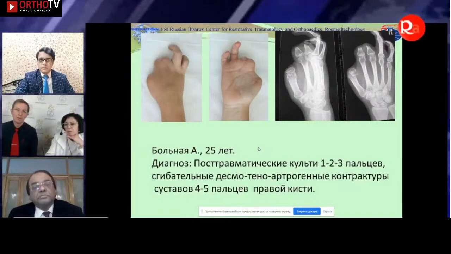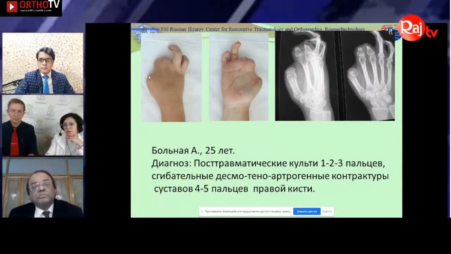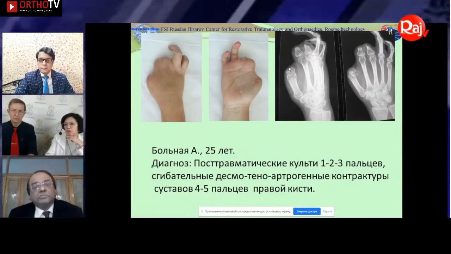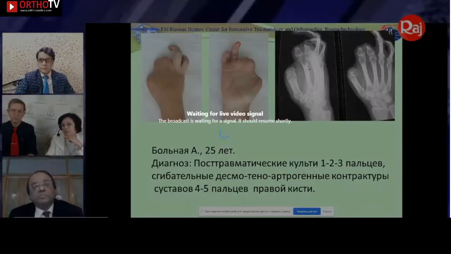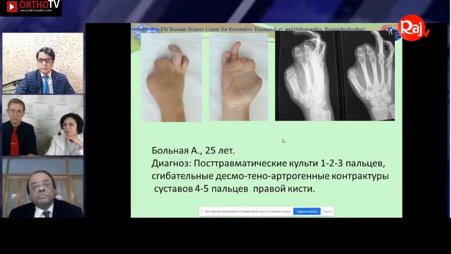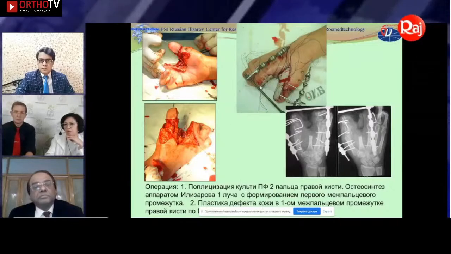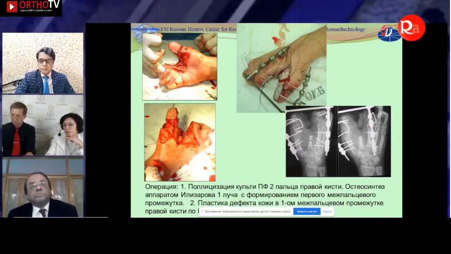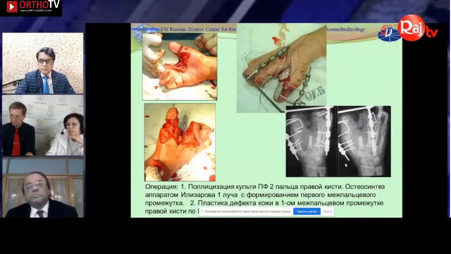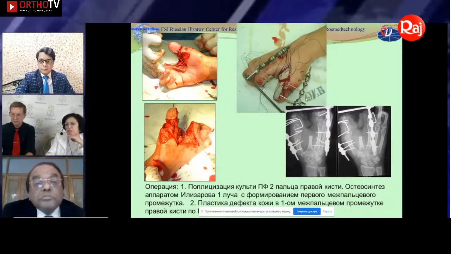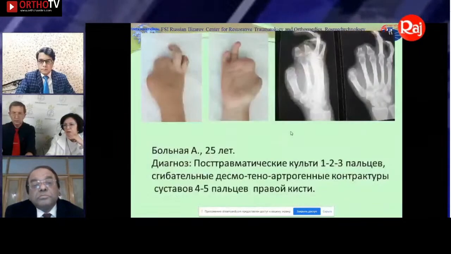Next patient's problem, similar problem too, without first finger, thumb, fourth, fifth finger. Pollicization of the thumb with the proximal phalanx of the second finger, and fixation with the Ilizarov frame, and result in the finish operation.